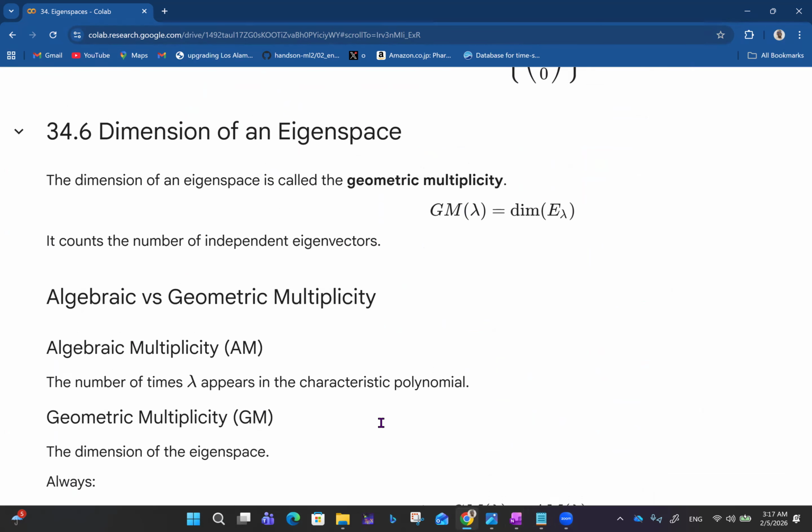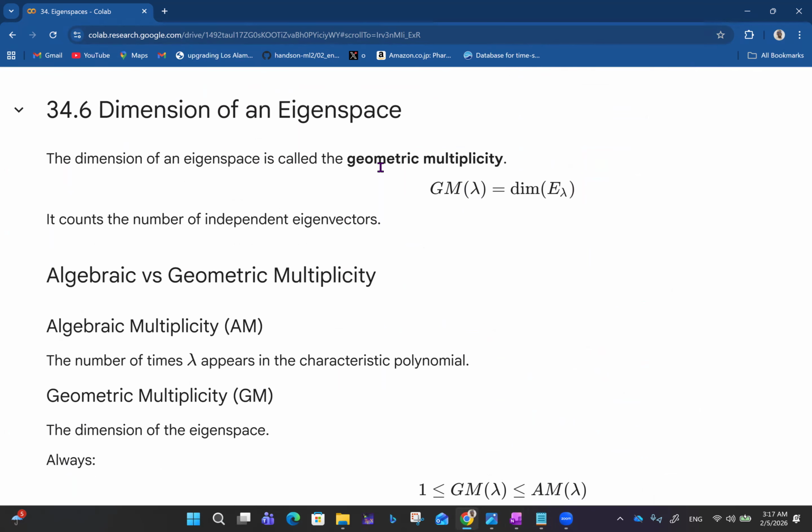So let's talk about the dimension of an eigenspace. The dimension of an eigenspace is called the geometric multiplicity. So the geometric multiplicity of an eigenvalue is equal to the dimension of the eigenspace. It counts the number of independent eigenvectors. In our case, because lambda is 2, the geometric multiplicity of 2 is equal to the dimension of E2.